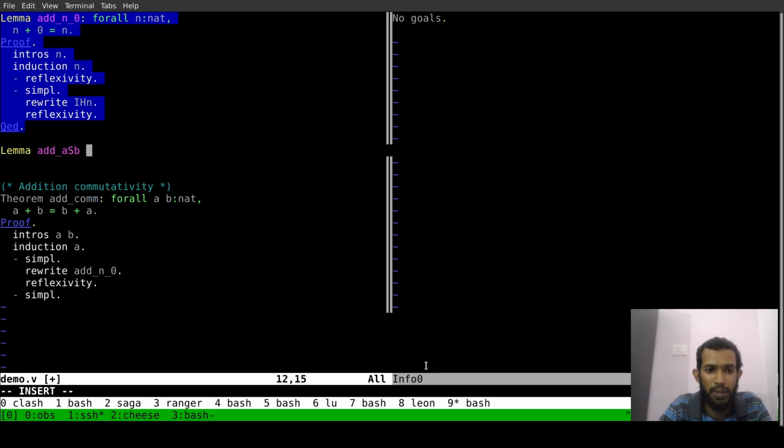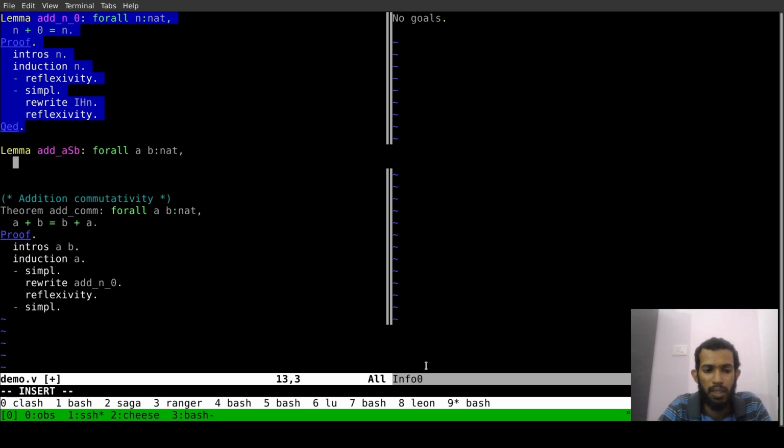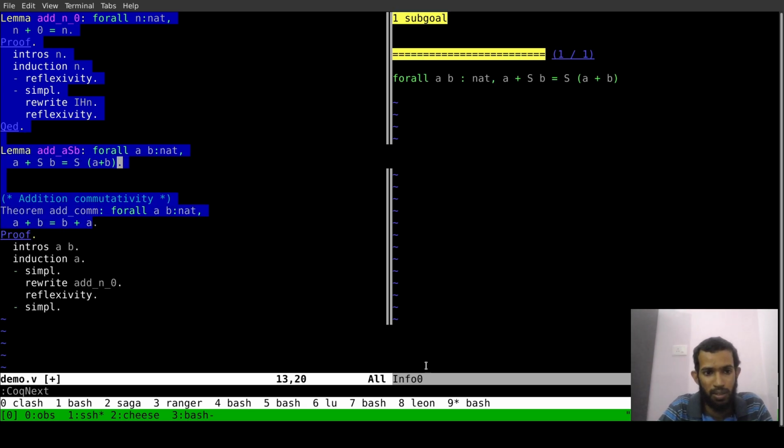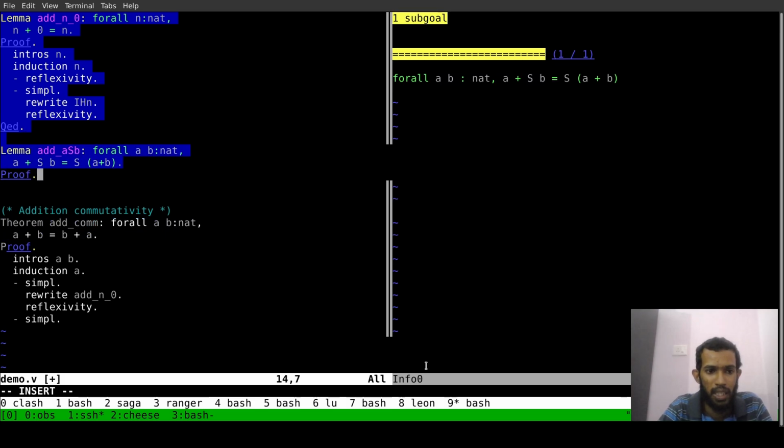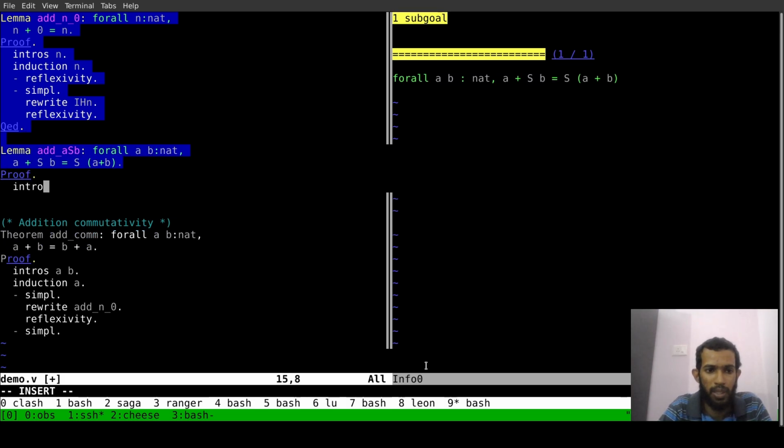Add_SB: for all A, B in nat. I want to say that A plus successor of B, which is to say A plus B plus 1, is the same as successor of A plus B, which is to say 1 plus A plus B. Okay, I'm gonna do the same thing as we have been doing.